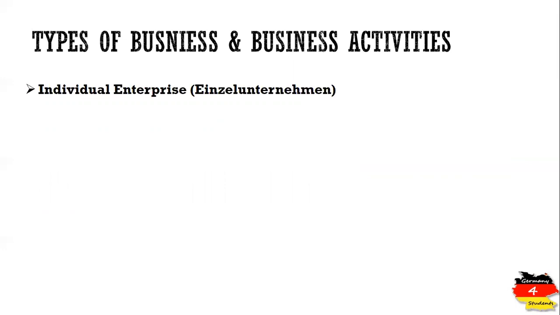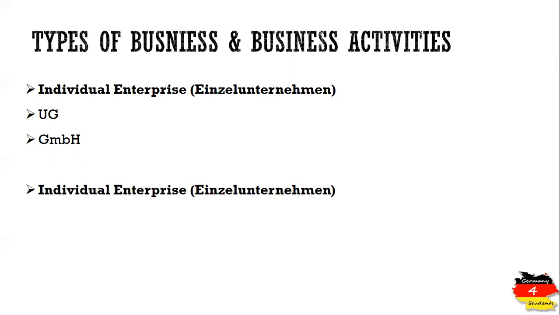So let's start with the types of business. There are different legal forms of business in Germany, but usually people select three types when they start with the business. One of these is individual enterprise or Einzelunternehmen. The other one is UG. The third one is GmbH. And we have selected individual enterprise for today's video because it's very simple to register and you do not need any capital to show at the time of registration. So even if you have €0 in your account, you can start Einzelunternehmen.